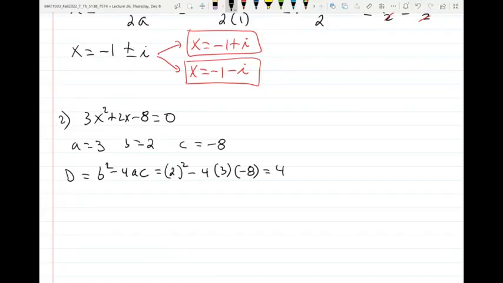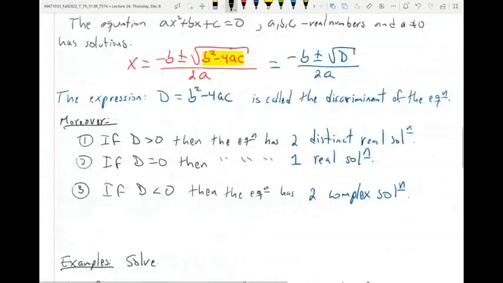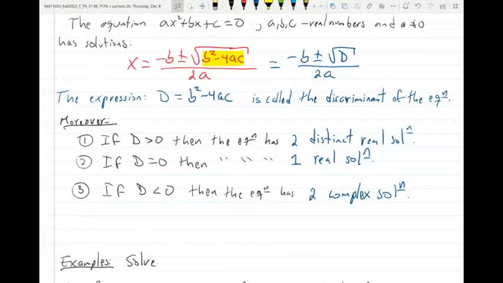So what is this? That's 4. Now notice that negative times negative becomes positive. So 4 plus, now we have 12 times 8, which is 96. So 4 plus 96, that's 100. As a positive discriminant, this is telling me already that I'm going to have 2 real solutions. And again, you can note that from this result: the sign of the discriminant tells you what type of solutions to expect.